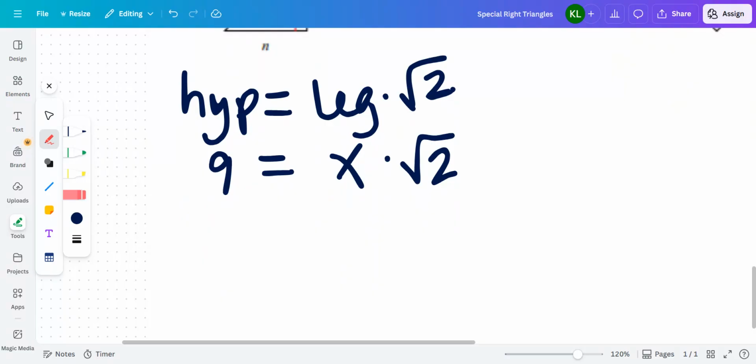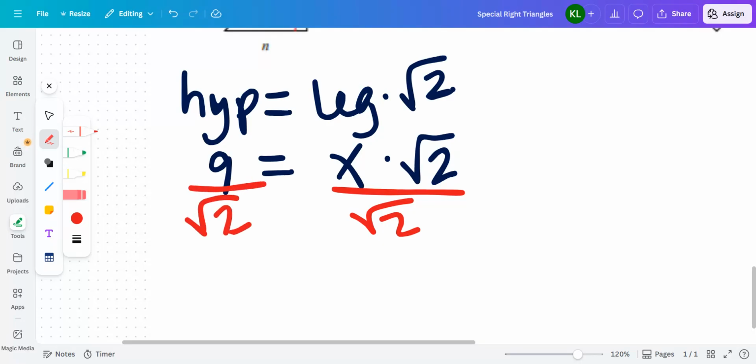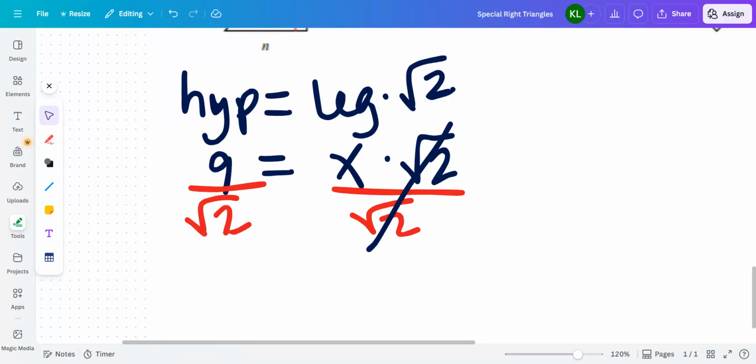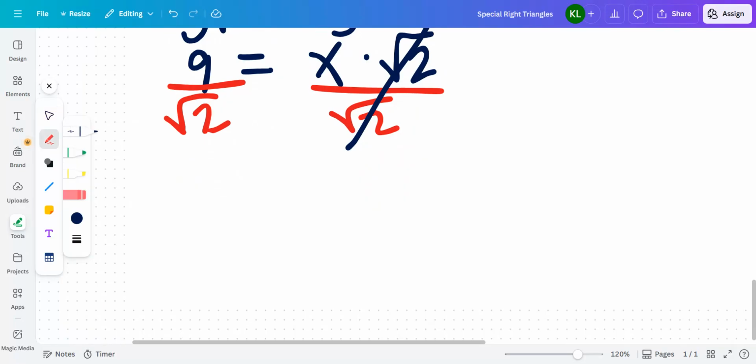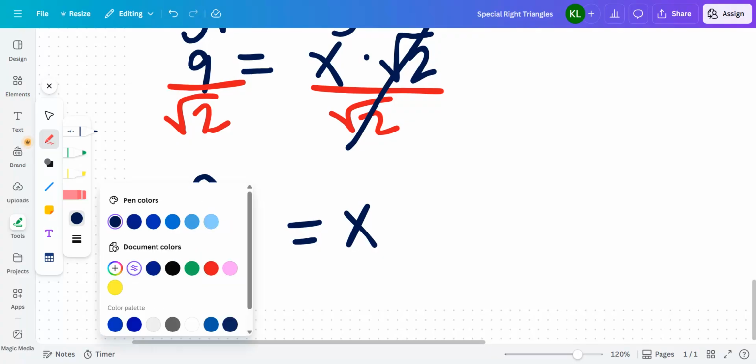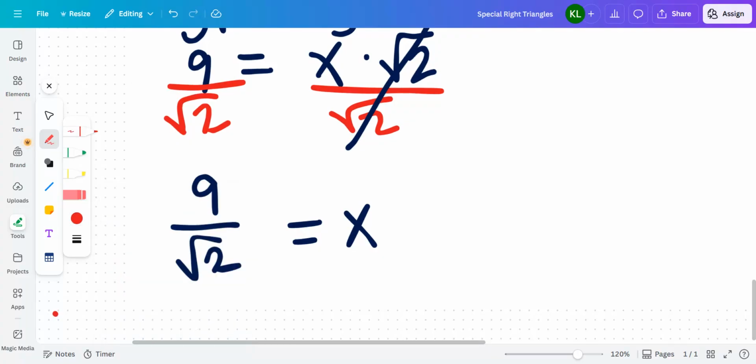Here, let's divide both sides of the equation by the square root of 2. And we see this one's going to require a little bit more algebra, but it's not bad. So we have 9 divided by the square root of 2 is x. Now, you can't leave that square root of 2 in the denominator, so we're going to rationalize this ratio by multiplying it by the value of 1. So the square root of 2 divided by the square root of 2 is what we're going to multiply it by.